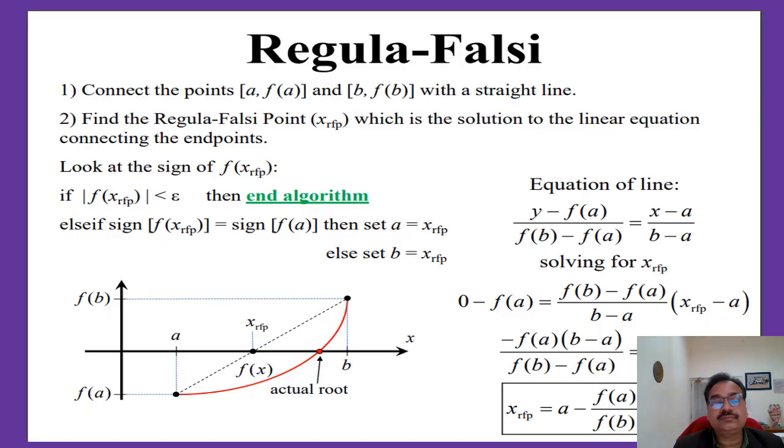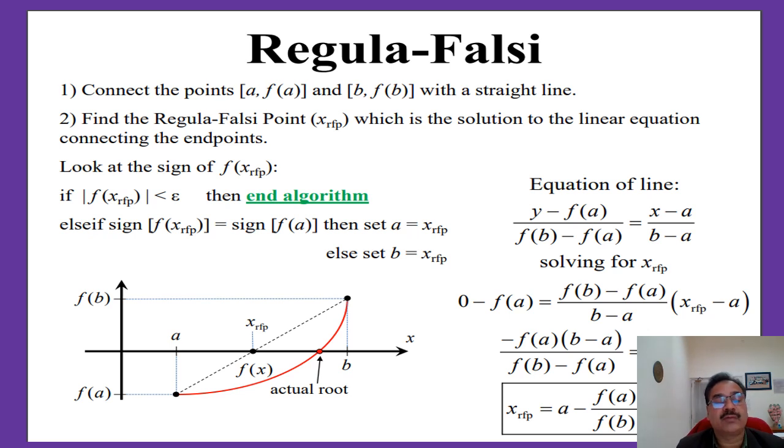Now, if you look at the method inside the method, it will be clear here in this PPT, and you have to concentrate here. You connect the point A, f of A, and B, f of B. You know the point A and the image point is f of A, and then B and f of B, with a straight line. Find the regular false position. You can represent this as x of RFP, meaning regular false position, which is the solution to the linear equation connecting the endpoints.